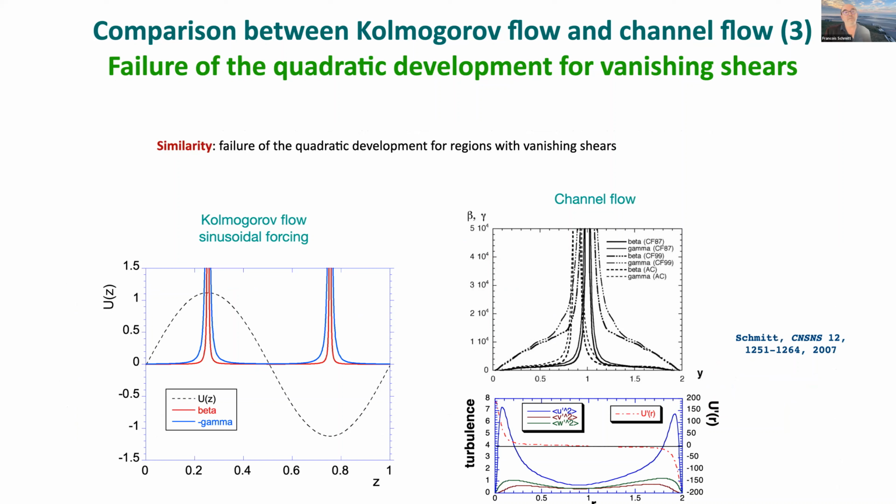And concerning the coefficients themselves, we see that they also have a common behavior, because the coefficients, in the framework of a quadratic development, are also diverging. In the two cases, we have a similar divergence.